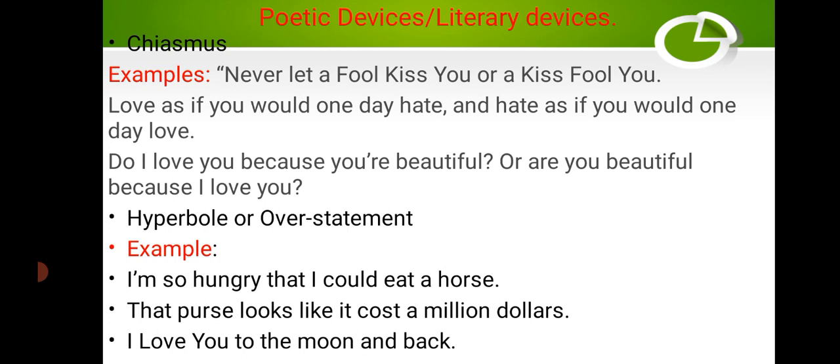Now we have other examples that you can see on the screen. Do I love you because you are beautiful, or are you beautiful because I love you? That is another example of chiasmus. So basically, when someone talks about chiasmus, the person is talking about a situation where a structure is given and a critical analysis of the structure reveals that the wording in the structure, I mean the words that were used, in the second part is a reversal of the first part. Then we call it chiasmus.